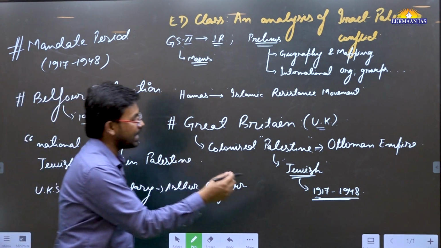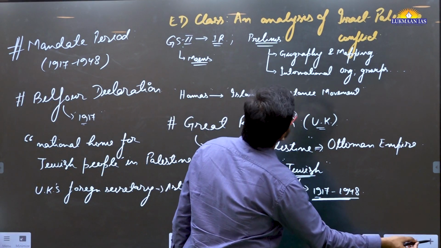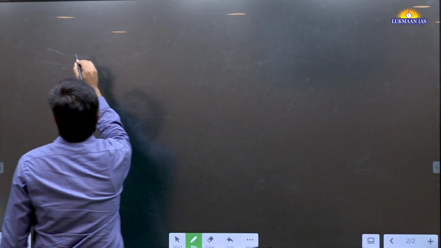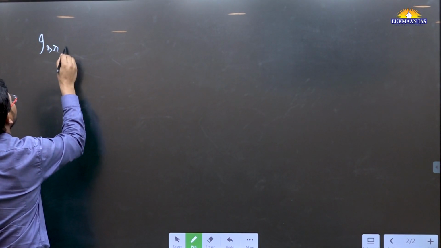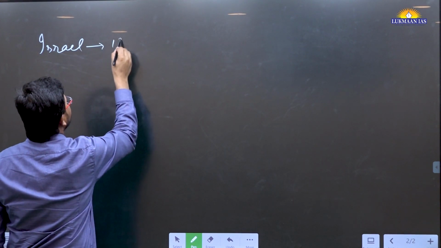So the State of Israel, as we see today, was created when? Israel was created in 1948.